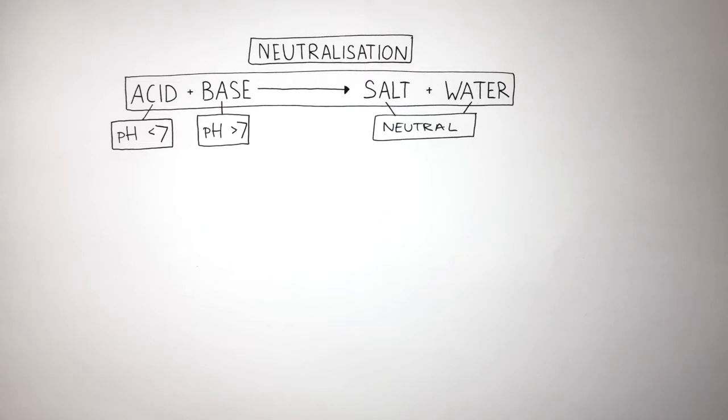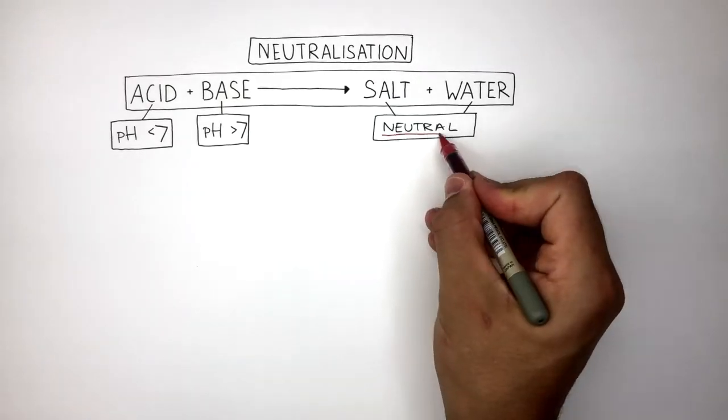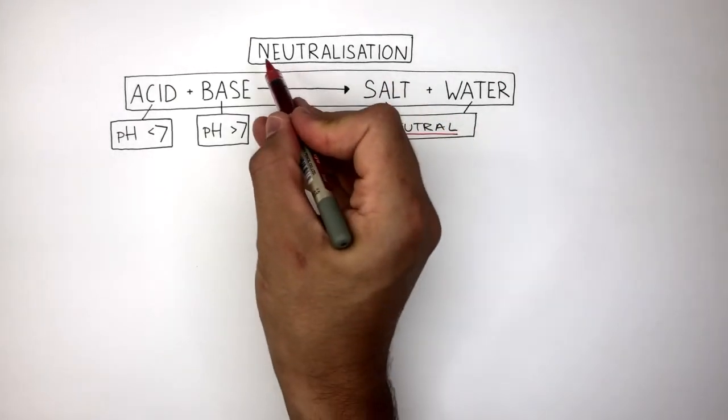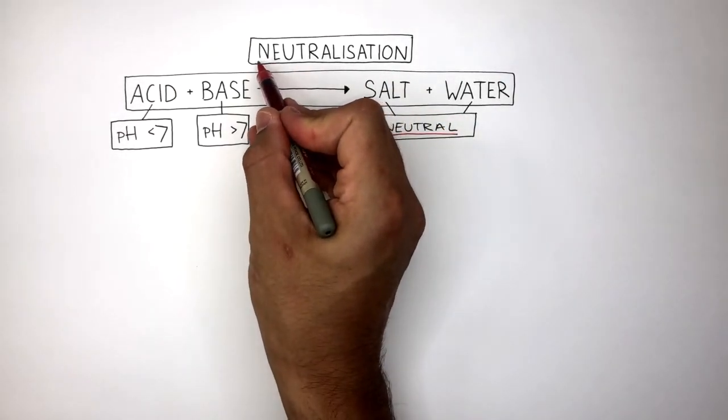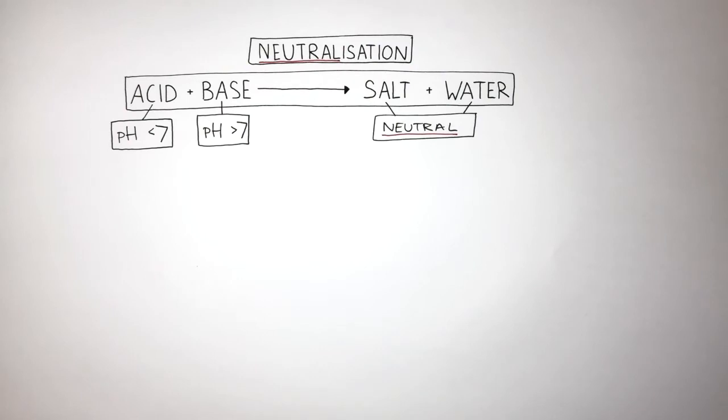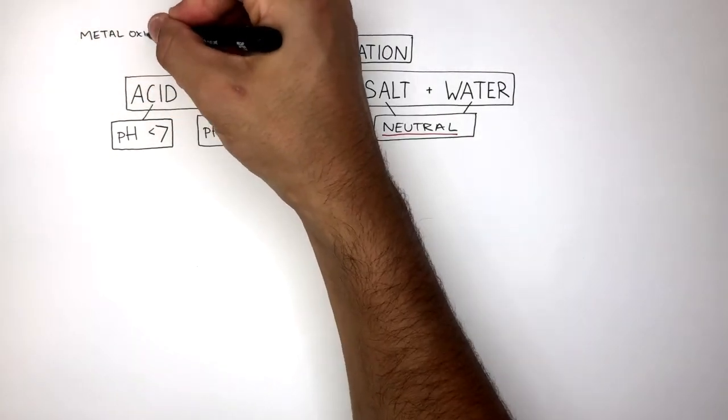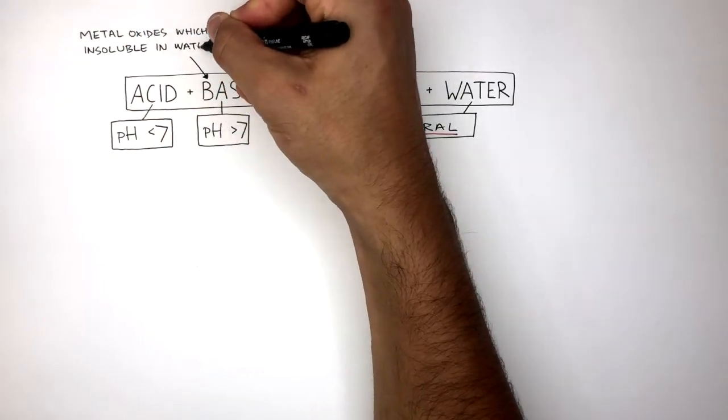This is because the acid has neutralized the base, or the base has neutralized the acid. They've cancelled out each other's pHs to form a neutral solution of a pH of 7. So this is why it's called a neutralization reaction. Bases are substances which neutralize an acid, and we already know bases are metal oxides. Metal oxides are insoluble in water.